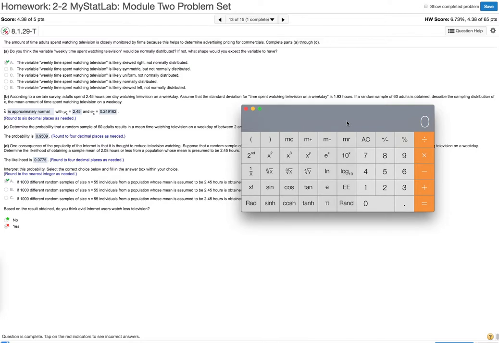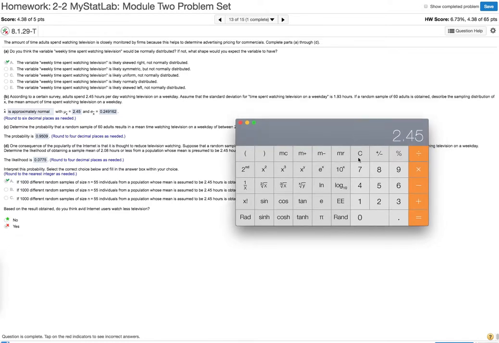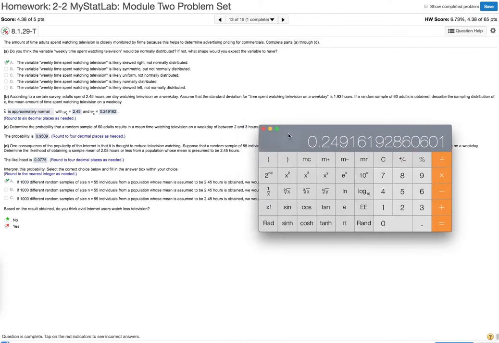So what we do here is we take the standard deviation, which is 1.93 hours, and then divide that by the sample size, which is, my calculator is messing up on me, 1.93, so the standard deviation divided by, and then we take 60, take the square root, and then that equals 0.249162 when we round to the 6th decimal place as needed. So let me scoot this over this way.